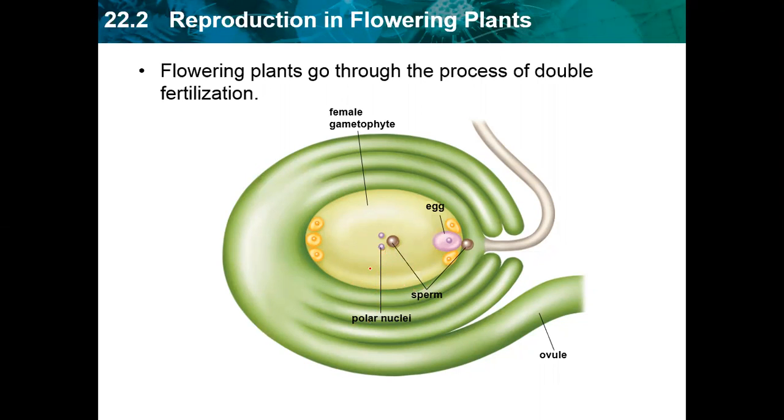So an endosperm has been formed when the sperm unites with the polar nuclei, and one of the sperm unites with the egg to form the embryo. The outer layer of the ovule becomes a protective coat for the fruit after fertilization takes place.